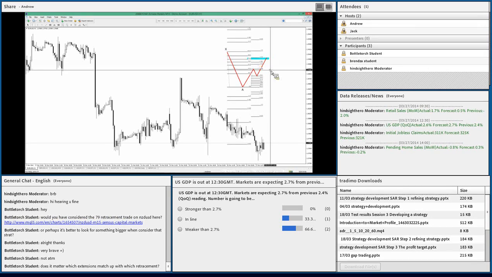So that's why I say there's literally a load of different ways of doing it. The preference now for me personally is, as I said, I'm not that focused on the AB equals CD formation.